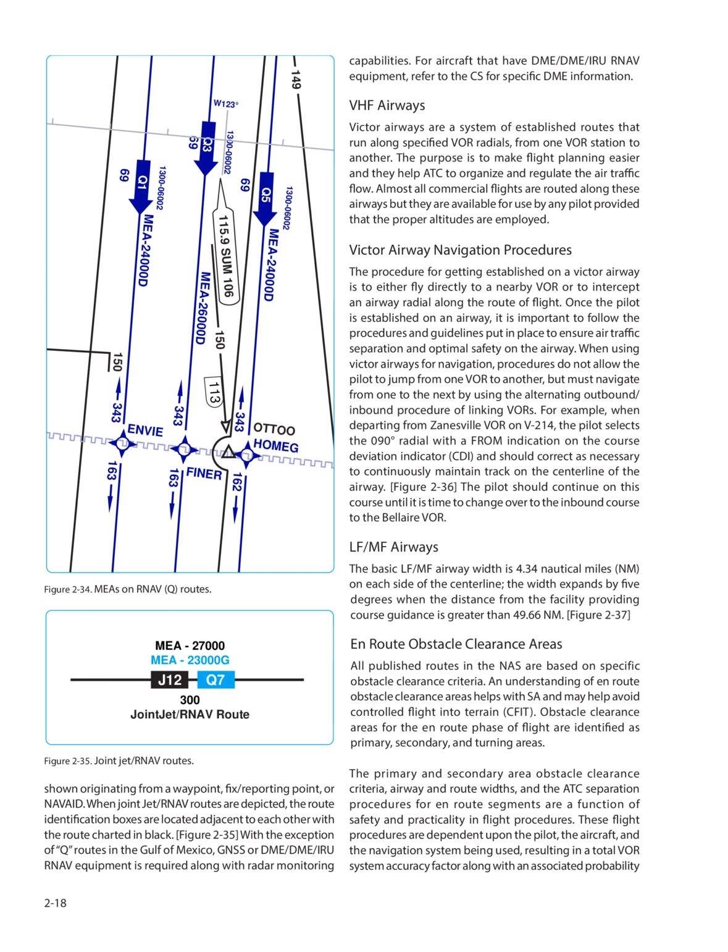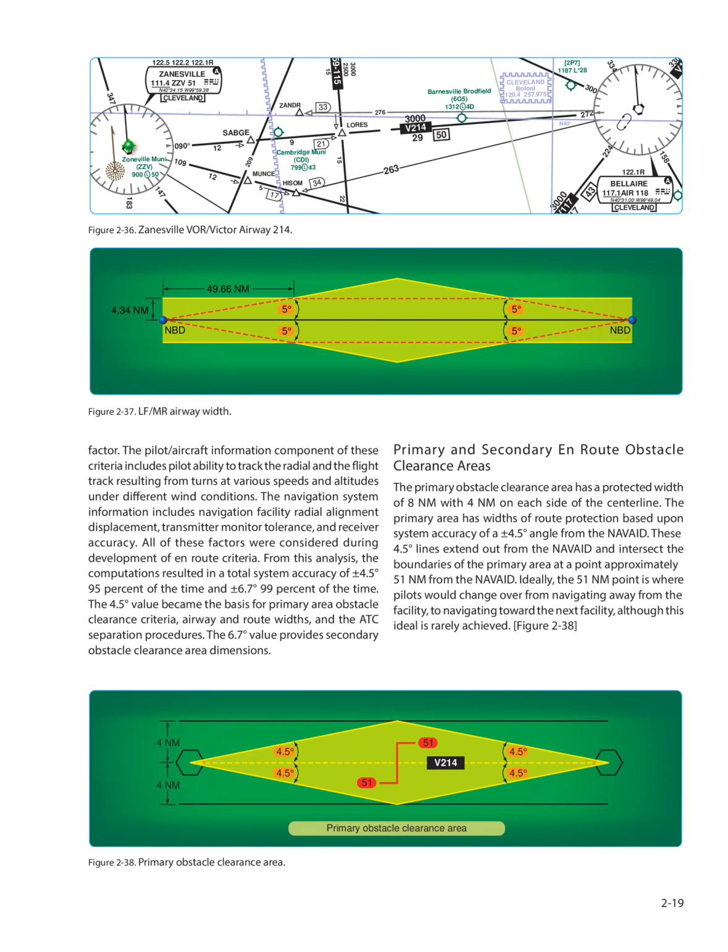These flight procedures are dependent upon the pilot, the aircraft, and the navigation system being used, resulting in a total VOR system accuracy factor along with an associated probability factor. The pilot/aircraft information component of these criteria includes pilot ability to track the radial and the flight track resulting from turns at various speeds and altitudes under different wind conditions. The navigation system information includes navigation facility radial alignment displacement, transmitter monitor tolerance, and receiver accuracy. All of these factors were considered during development of en-route criteria.